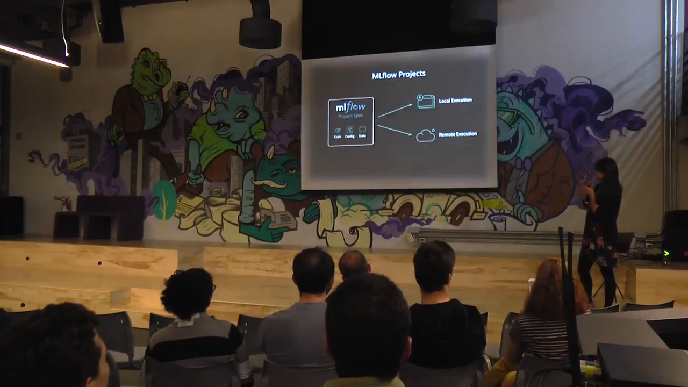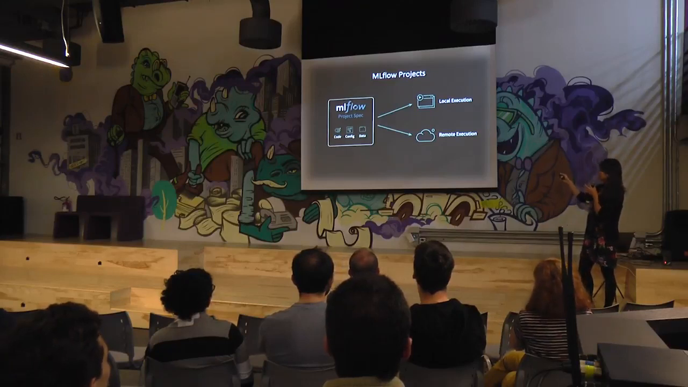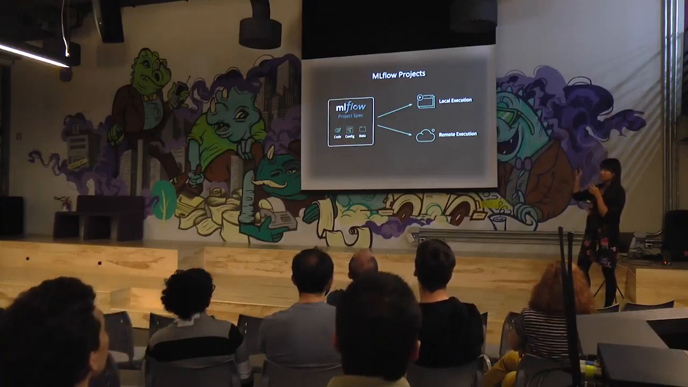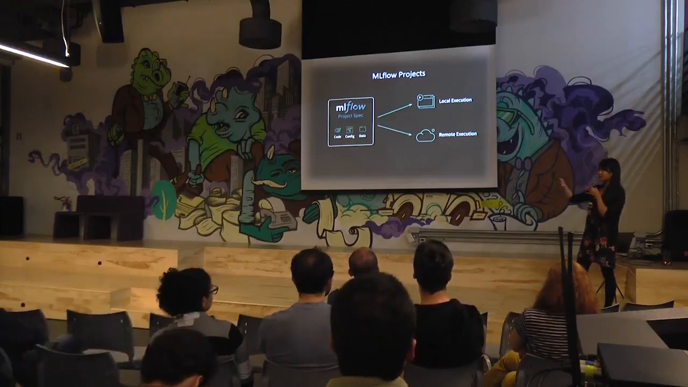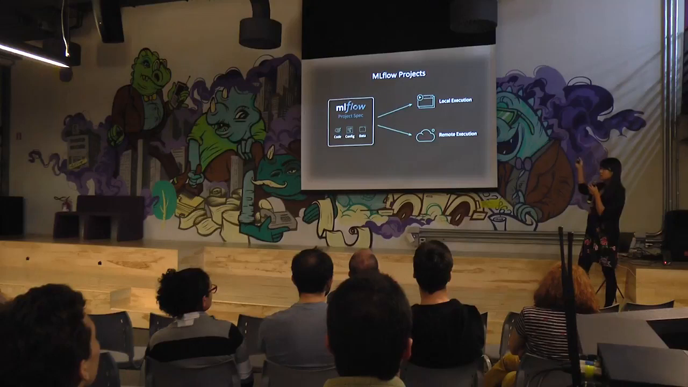So the next component is MLflow Projects. And the idea here is to package everything up. So the code, the configs, the data, library dependencies into something we call a project file, a project spec. And then you can push that, deploy it, to run on a local machine or in the cloud.